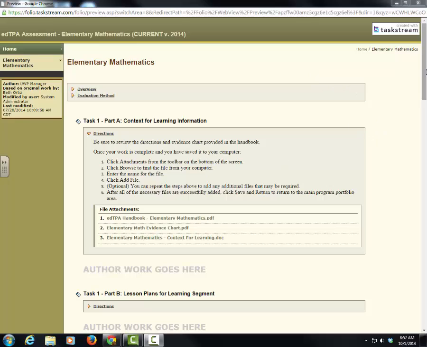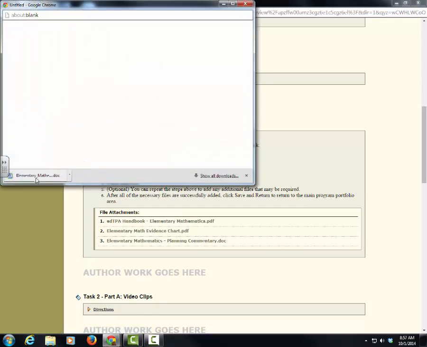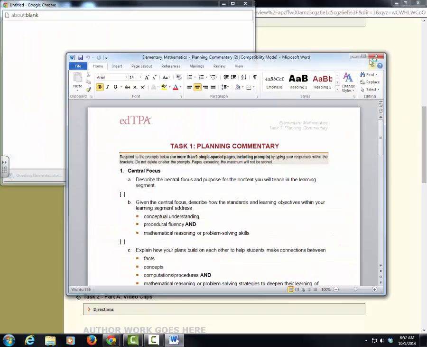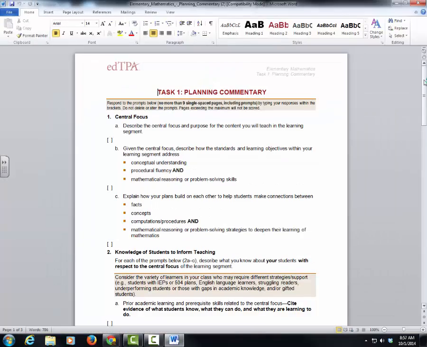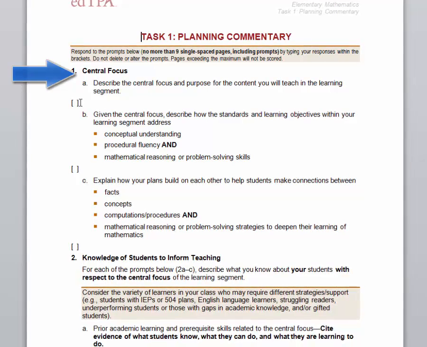I'll scroll down to Task 1, Part E, Planning Commentary, and I will open up the form. There are two areas primarily that I want to highlight for you on this commentary, and the first one is Section 1, Central Focus. You are asked to describe the central focus and purpose for the content you will be teaching. Central focus is a way of saying what is the big idea or the key standard that you want your students to know and or be able to do.